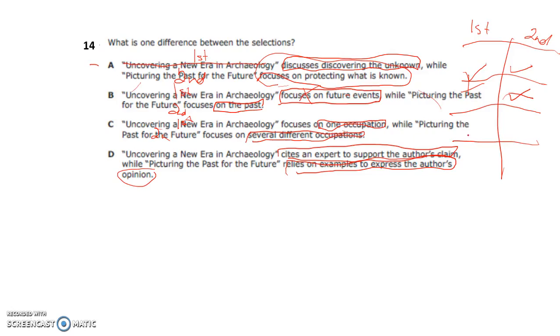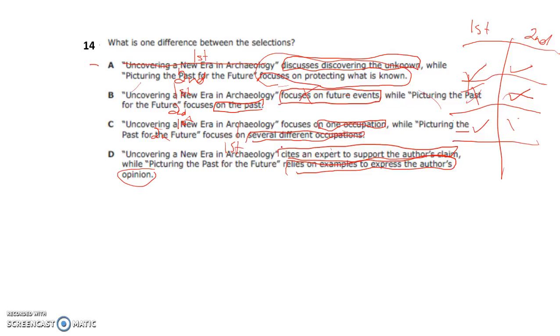So I would say, again, this is sort of either neutral or yes for the first passage, but the second passage does not focus on several different occupations. It's only focusing on the one job of the people who preserve this stuff. Okay, let's look at D. The first passage cites an expert to support the author's claim.